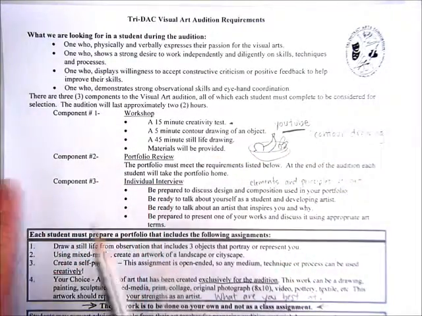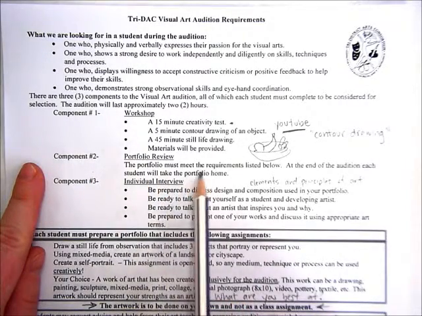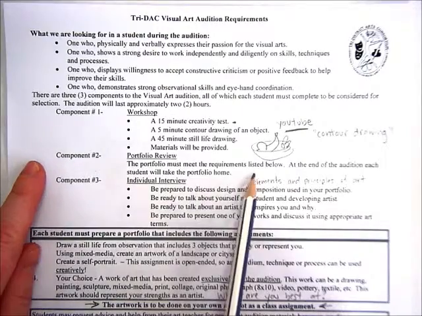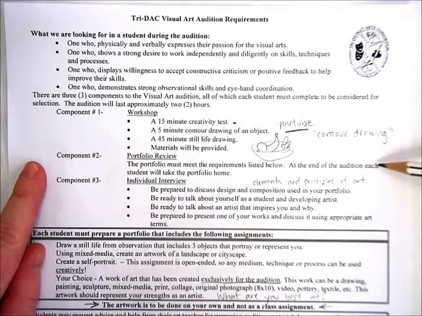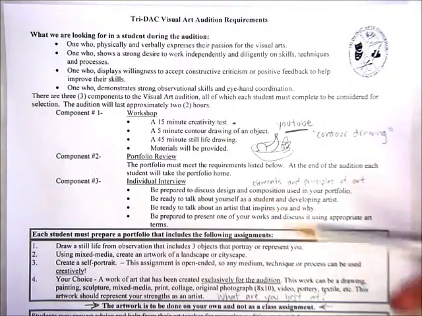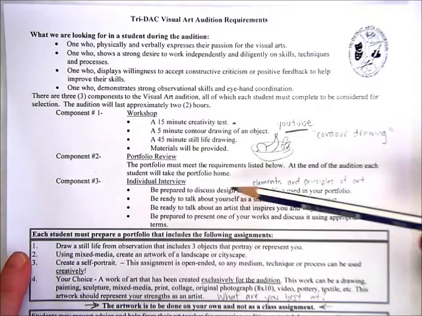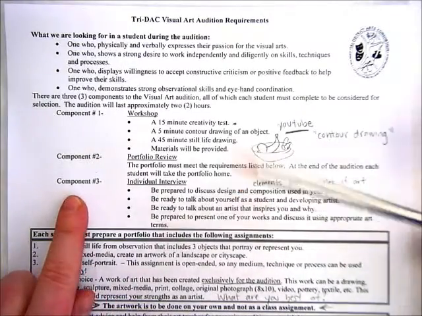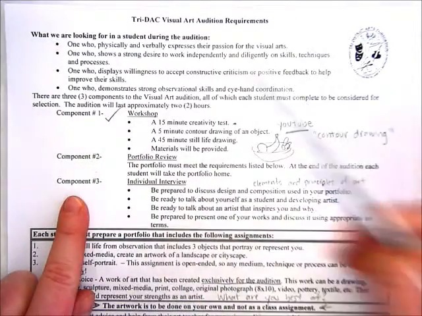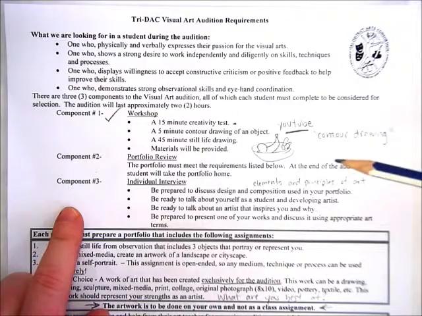Okay, and materials. Now, the second thing, the portfolio review. The portfolio must meet the requirements listed below, and so we'll talk about that in just a minute. At the end of the audition, each student will take the portfolio home. The portfolio is a collection of your artwork, and you're going to actually make a physical portfolio that we'll talk about again down here. So we're going to come back to this one. The workshop, that covers that.